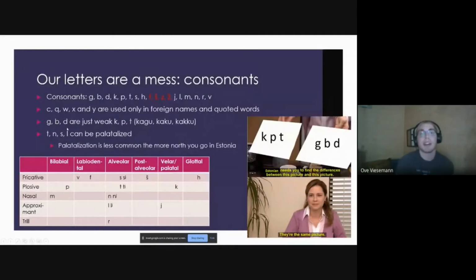So, DBD are just weak kapete, or you could say short. For example, kaku, kaku, kaku. The G here and the K and double K here, they are exactly the same consonant. Then T, N, S, and L, these consonants can be palatalized. So it can be G, B, and D, but just A. So can D, because T and D are the same. And here's our consonant table. And here's a lovely meme, how kapite and gebite are the same.